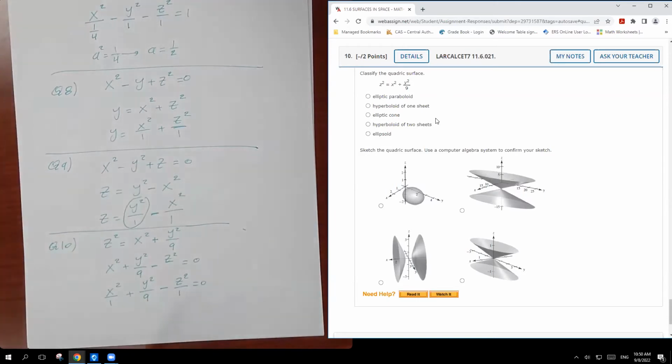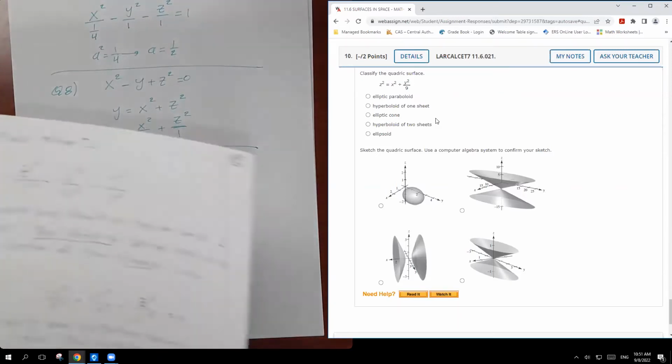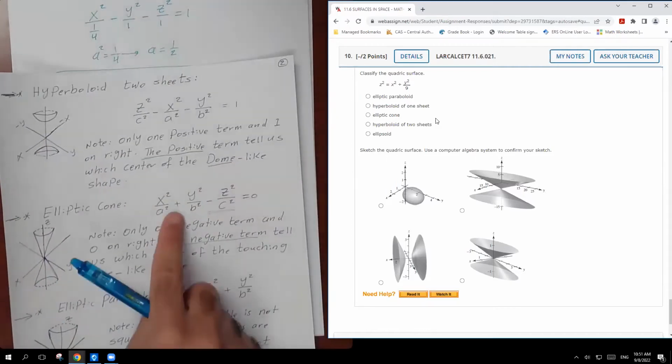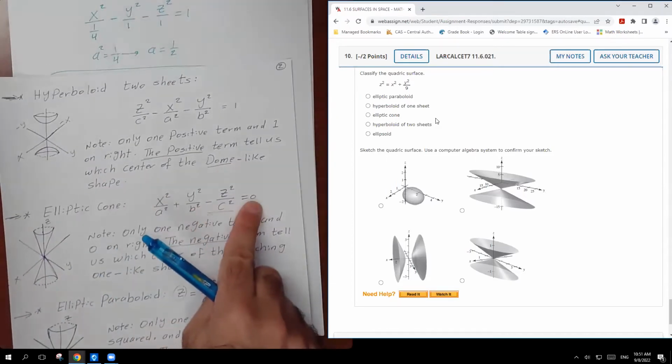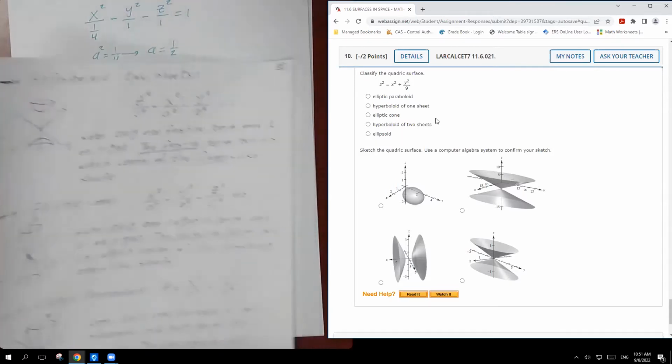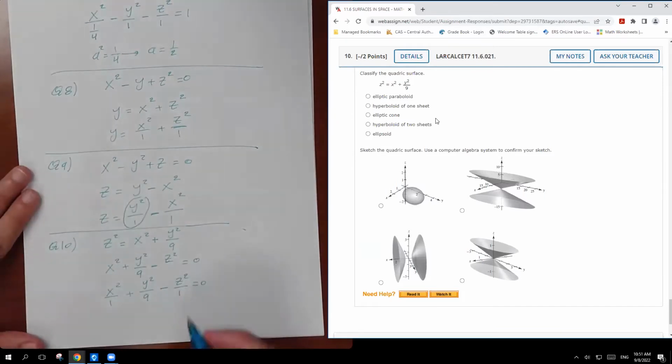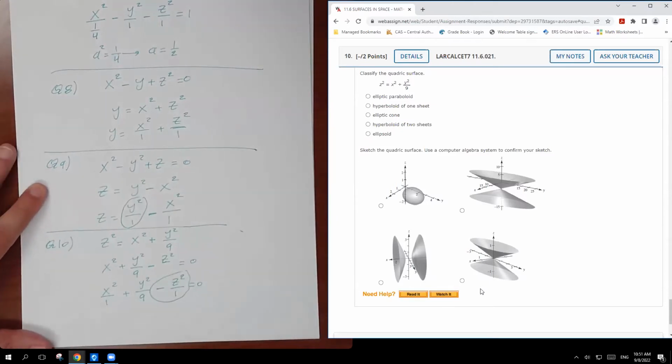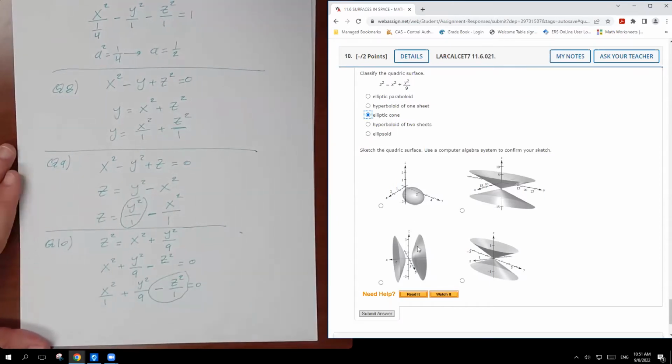I have only one shape equals 0. So it's going to be an elliptic cone, but the negative tells you in which direction it's going to be. So here's the negative, it's going to be on the z coordinate. That means it's an elliptic cone, which we have. Here's the elliptic cone, and here's this one. This is not this one or this one. How are we going to tell that?